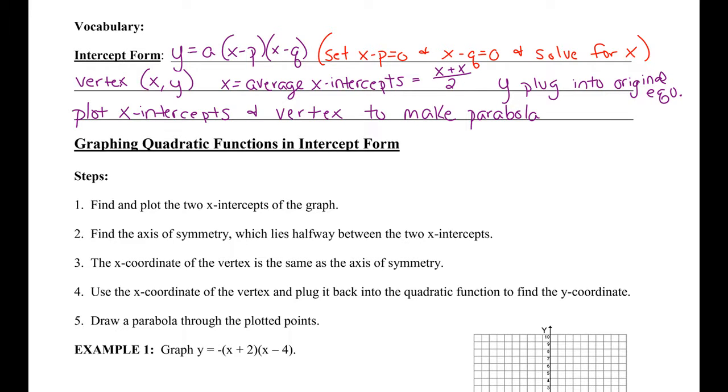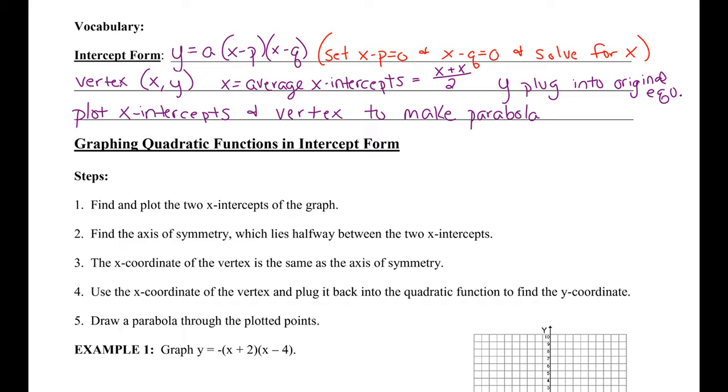Our next form that we're going to look at is intercept form. It is in the form of y is equal to a times the quantity x minus p times the quantity x minus q. In order to solve for x, you're going to set x minus p equal to 0 and x minus q equals 0, and you're going to solve both equations for x. Your vertex is once again going to be the point x comma y. In order to find the x, you need to average the two x-intercepts. So you'll add them together and divide by 2.